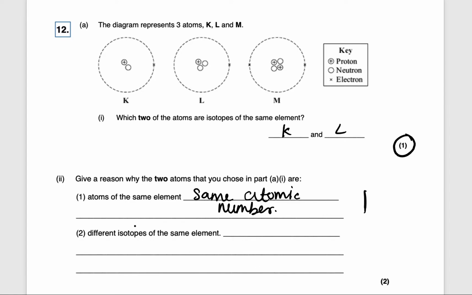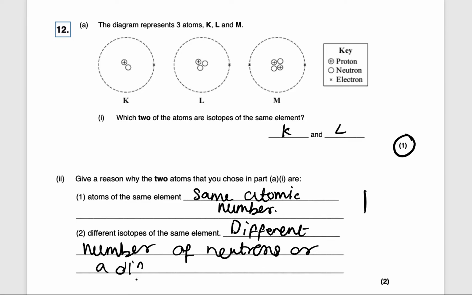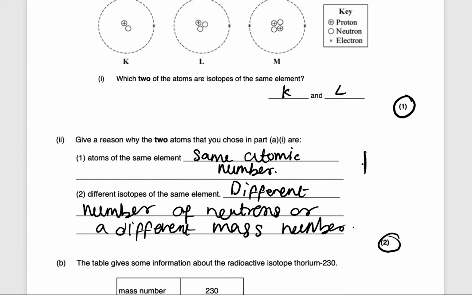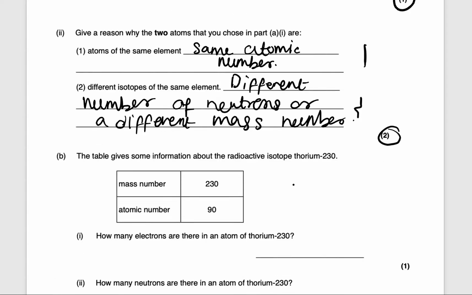Different isotopes of the same element, and the reason for that is because they have a different number of neutrons or different mass number. So they have a different number of neutrons or a different mass number. Okay, and that will get you 2 marks. 1 for that, 1 for this.